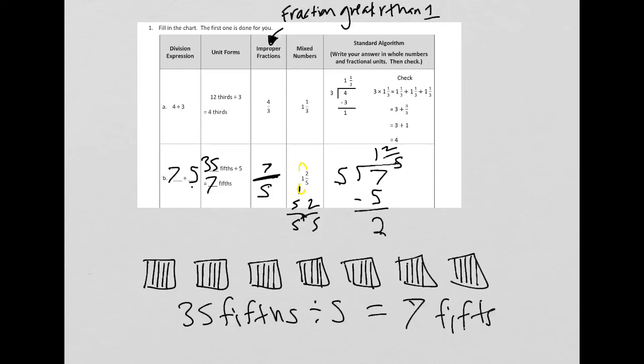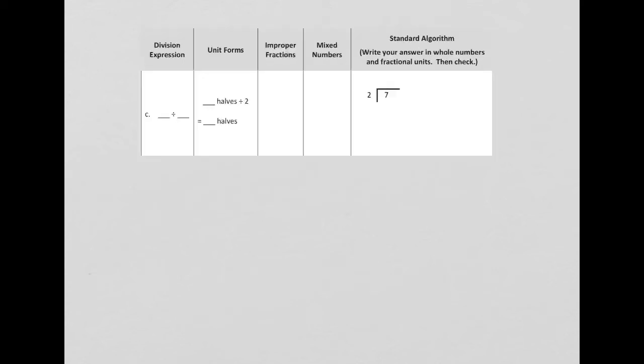So we're able to go from one piece on our chart and fill out all the missing components. Let's practice it one more time. This time, they gave us the standard algorithm to start with. So it's 7 divided by 2. Right away, I can do this one, 7 divided by 2, because I just said it. 7 divided by 2 is my division expression.